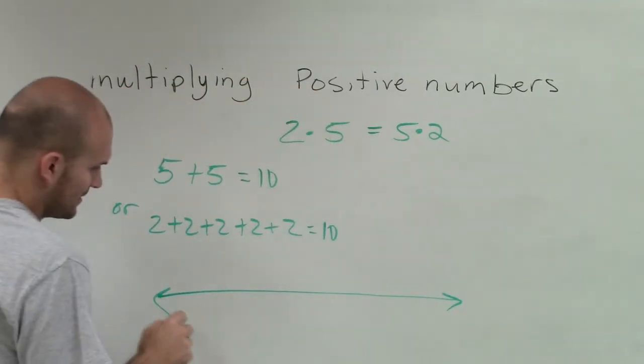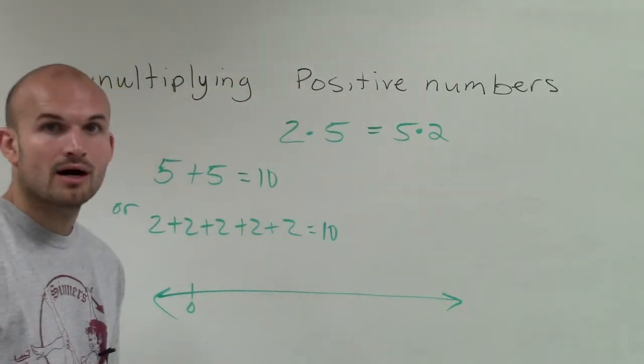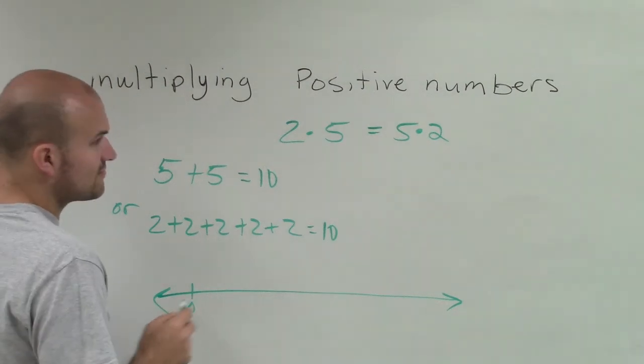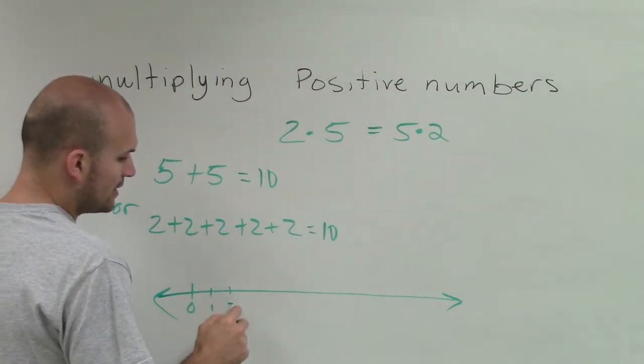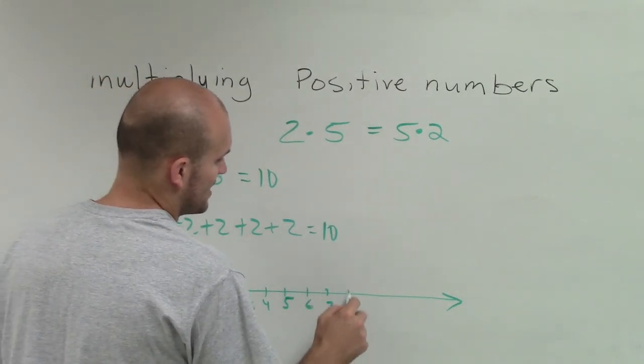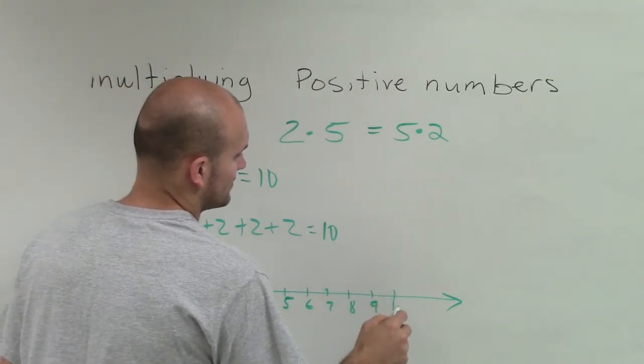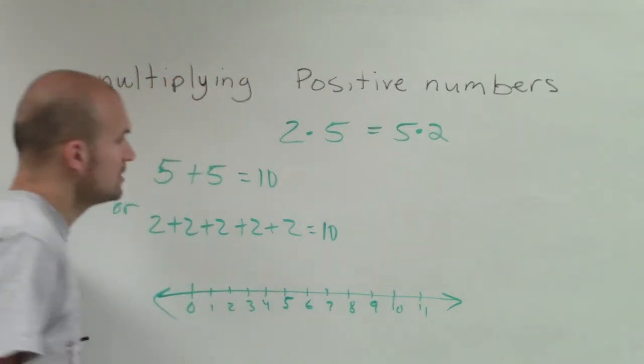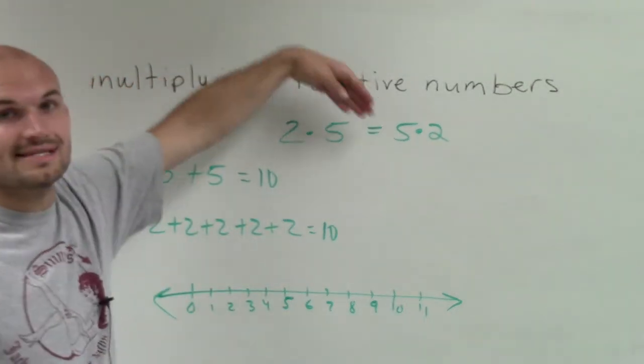So let me show you one other way I want to do this, and that's by using the number line. So on the number line, we have a set of numbers, a distance from 0. So let's just count them out: 1, 2, 3, 4, 5, 6, 7, 8, 9, 10. So what they're saying is 2 sets of 5.